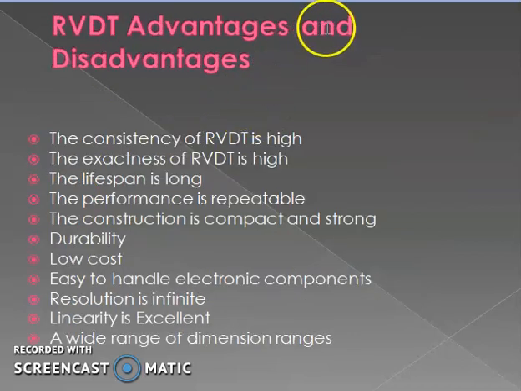Now coming to the RVDT advantages and disadvantages. The advantages are that the reliability of the RVDT is high and its accuracy is high. The lifespan is long and the performance is repeatable. The construction is compact and strong, with durability and low cost. It is easy to handle in electronic equipment. The resolution is infinite, linearity is excellent, and there is a wide dimension range. These are the main advantages of the RVDT.